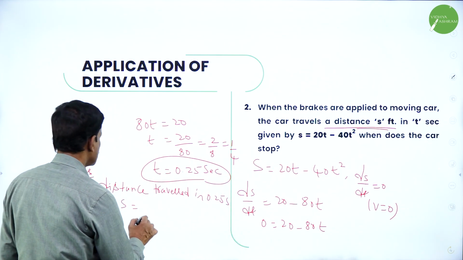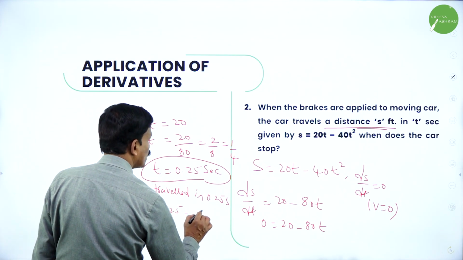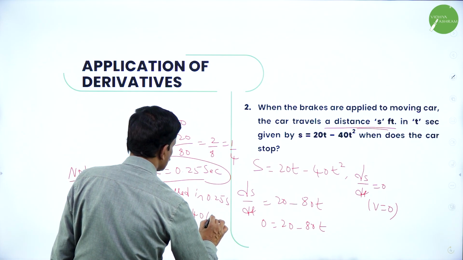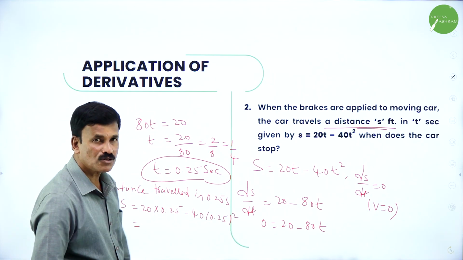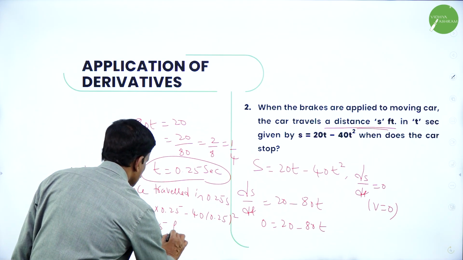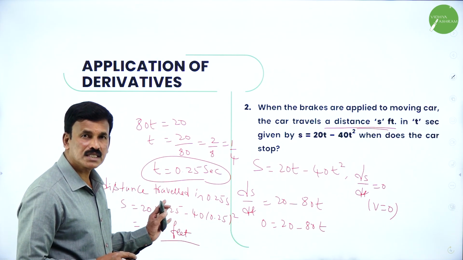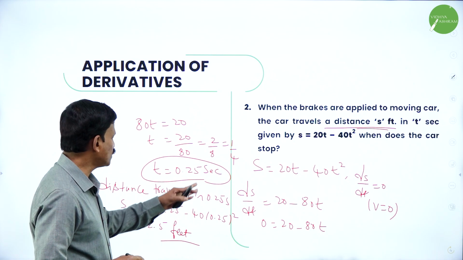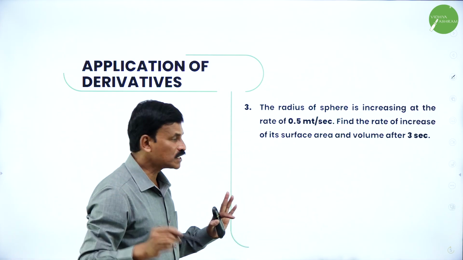That is, S is equal to 20 into 0.25 minus 40 into 0.25 whole square. If you simplify, this is equal to S is equal to 2.5 feet. So therefore the distance traveled during 0.25 seconds is 2.5 feet. That's it. Move on to the next problem.